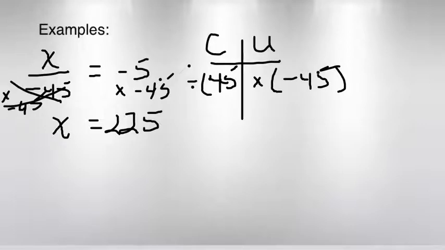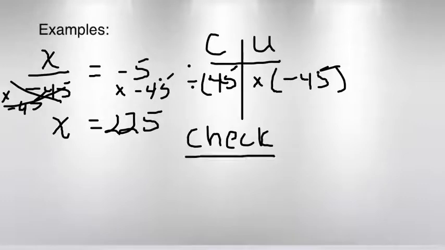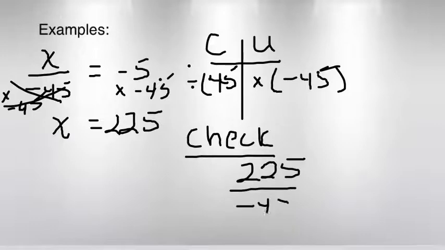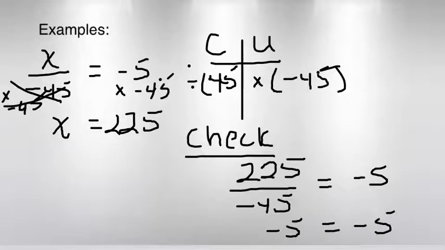Now we're going to check this. Your check will look like this. We're going to replace x with 225. So I have 225 divided by negative 45 equals negative 5. Well, I would actually use my calculator and go ahead and divide that out and make sure it is correct. And when I did that on my calculator, I did get negative 5 equals negative 5. So my problem checks.